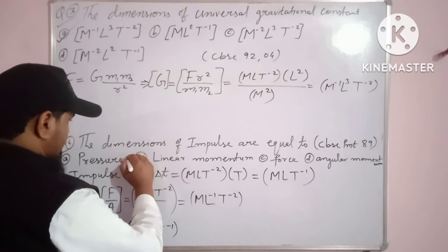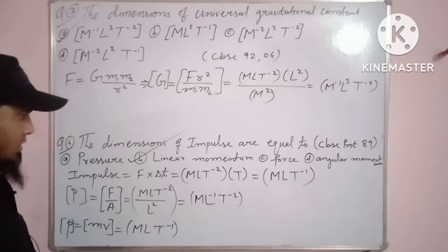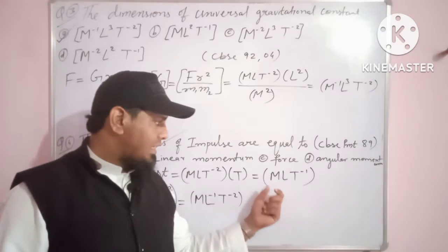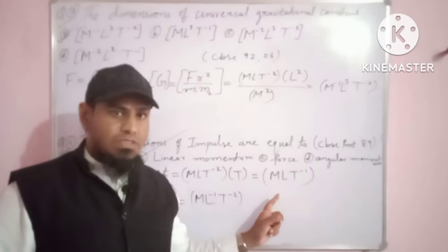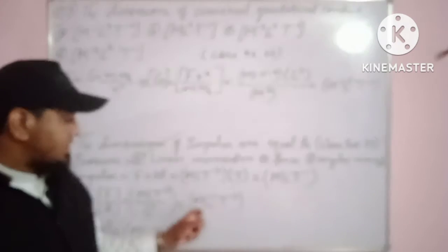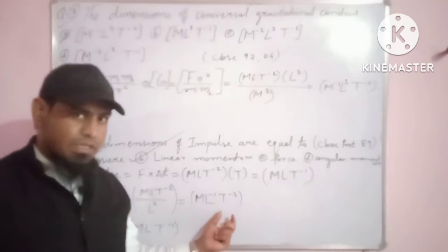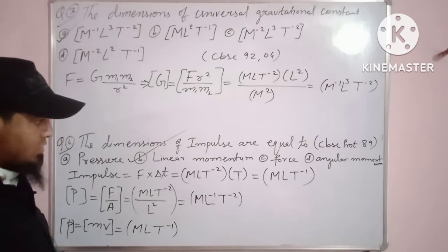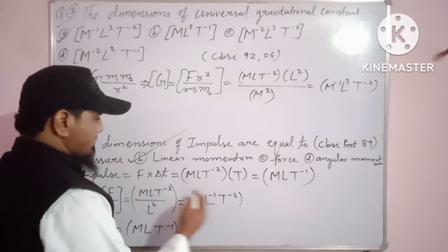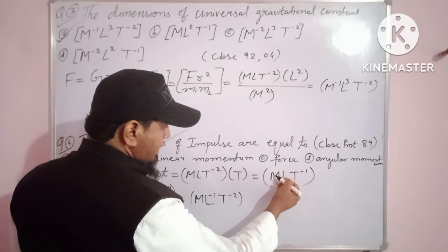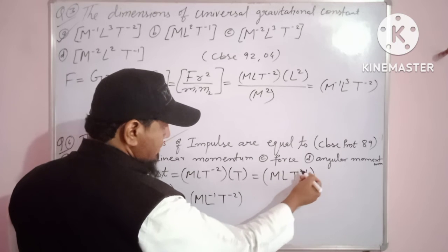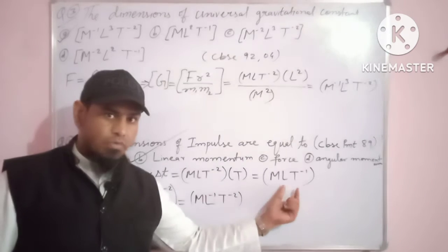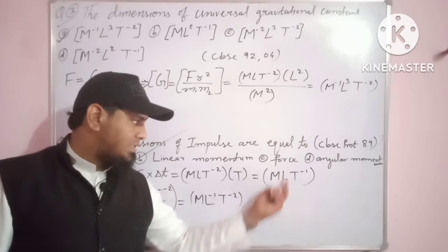So which option is correct? Option B is correct. Actually the dimensions are not these M, L, T. The dimensions are the powers to which these fundamental quantities are raised. So if someone is asking what is the dimension of impulse, you have to say that the dimension of impulse is 1 in mass, 1 in length, and minus 1 in time.